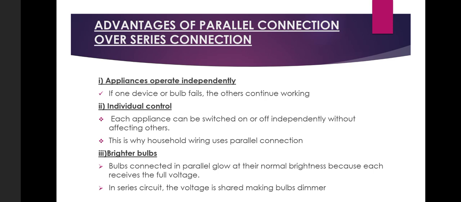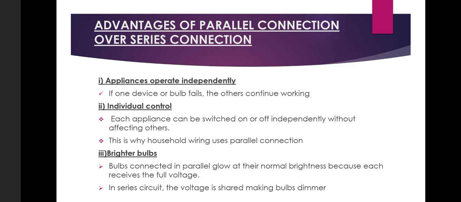Advantage number two is that it is possible to have individual control over the appliances, such that you can easily switch off or on one of those components, particularly the bulb, independently without affecting others. So if you have your connections in parallel, you can easily switch on one bulb and leave the others lighting, or you can switch off one, or switch on one and leave others without having been switched on.